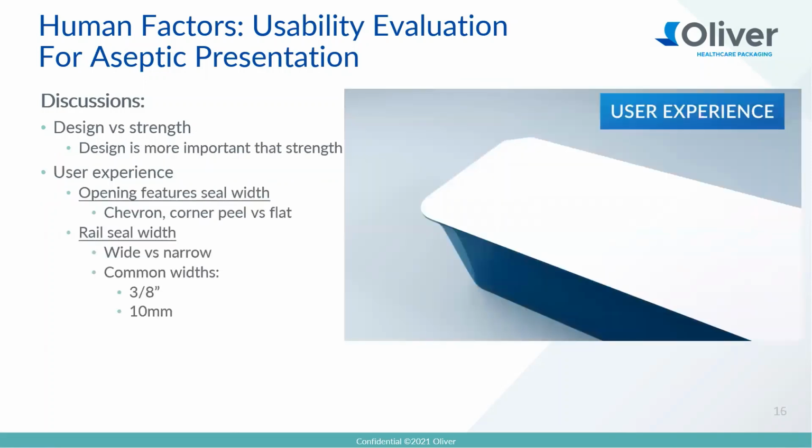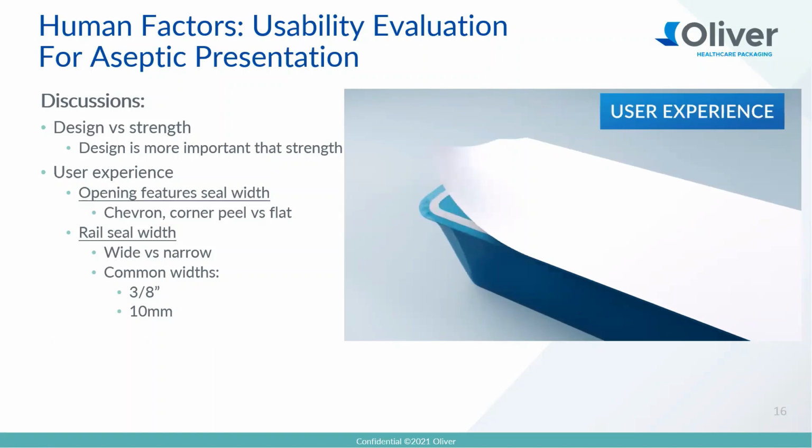And to continue the discussion, let's talk about why seal strength isn't the most important factor, but I think that design is actually the most influential factor. And that's because of the seal width of the opening features like chevrons, corner peels, versus flat seals, for example, or the rail seal width, whether it's wide versus narrow, etc. And here's a video that we can start talking about how that happens and demonstrates it.